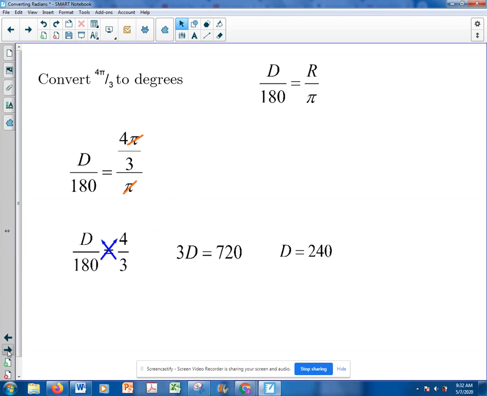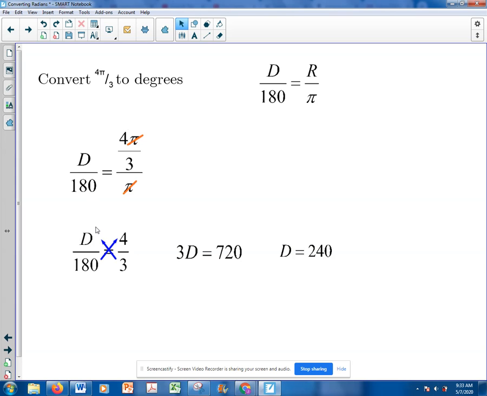And now one more. We go radians to degrees. So I've got 4 pi over 3 to degrees. Here's my little formula again. Now I've got the radians, and I'm going to figure out the degrees. So the 4 pi over 3 is going to go over here in the numerator of this one. The nice thing about this is right off the bat, we see pi on the top and pi on the bottom, so we can cancel those two things. That ends up leaving us with d over 180 is equal to 4/3.